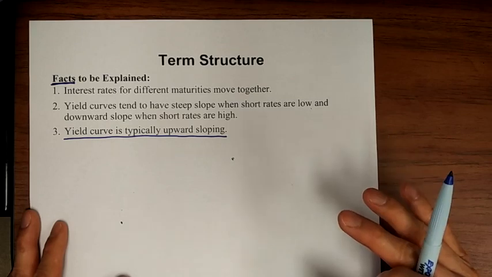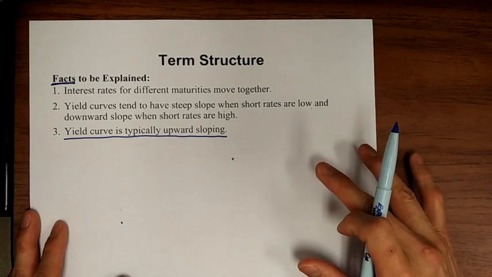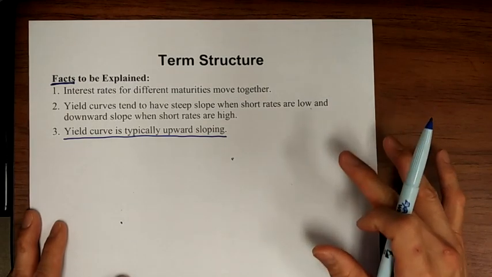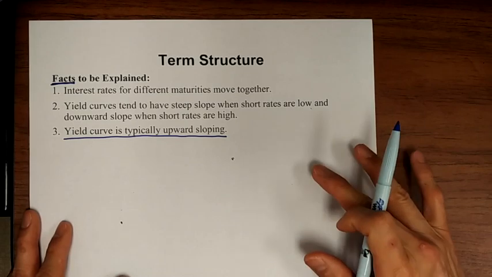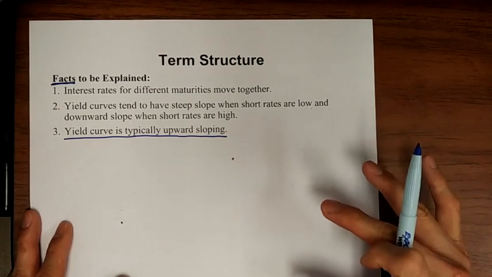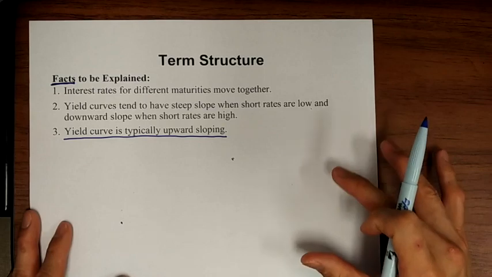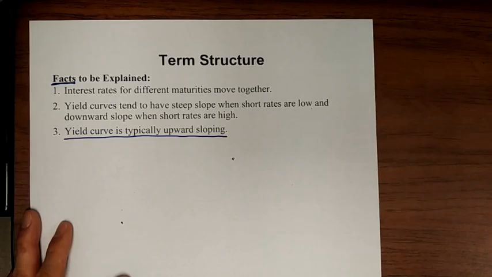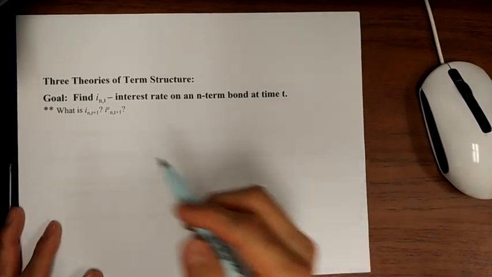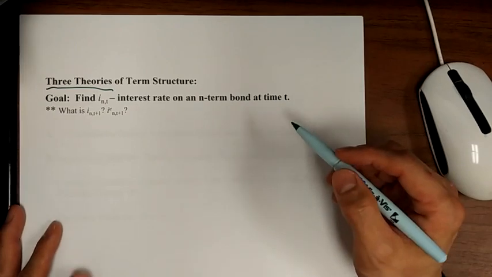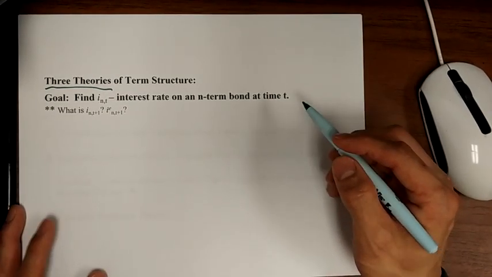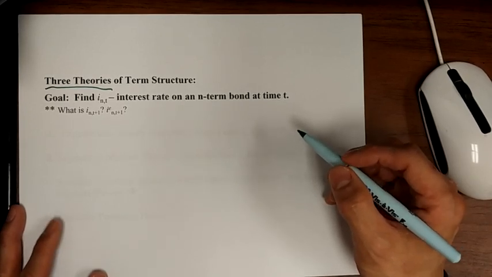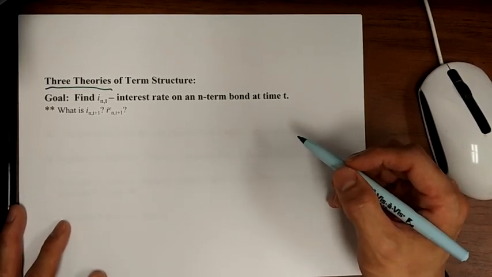Now, we want to come up with a theory to explain these three facts. If we can find a theory that can explain these facts, then we can use the theory to predict the yield curve. That's what we want to do next. We are going to introduce three theories of term structure to try to explain the facts that we observe from the bond market.